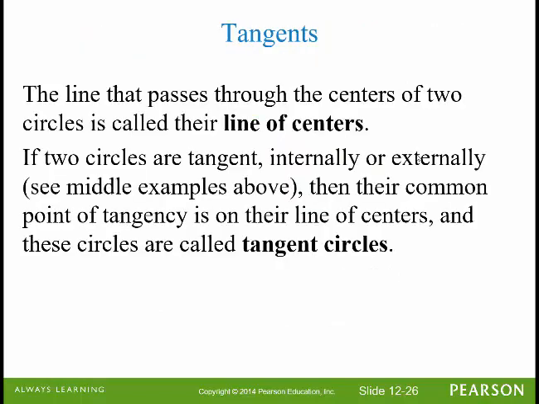All right, so the line that passes through the center of two circles is called their line of centers. If two circles are tangent, internally or externally, see the examples above, then their common point of tangency is on their line of centers. And these circles are called tangent circles.